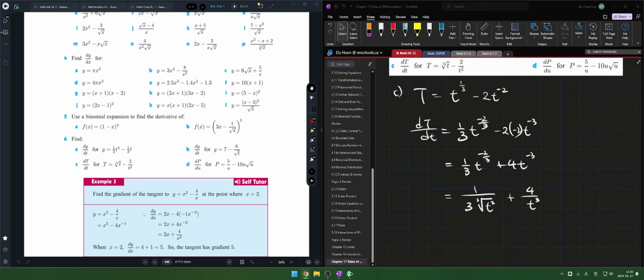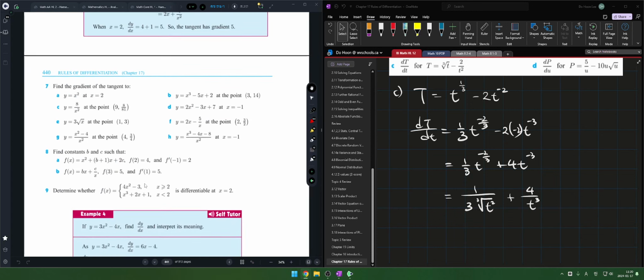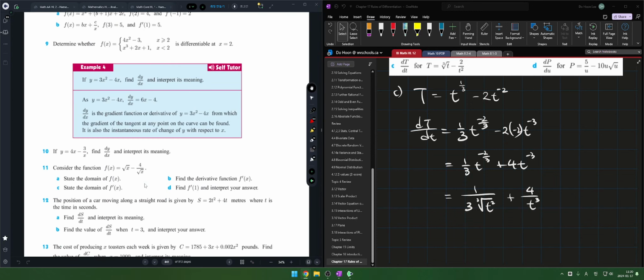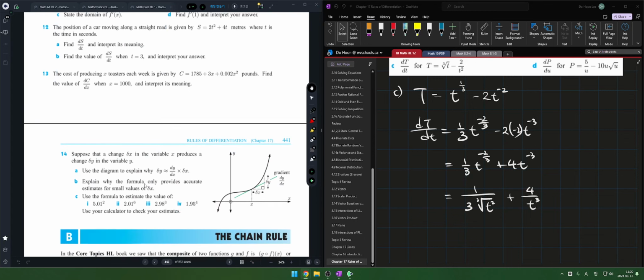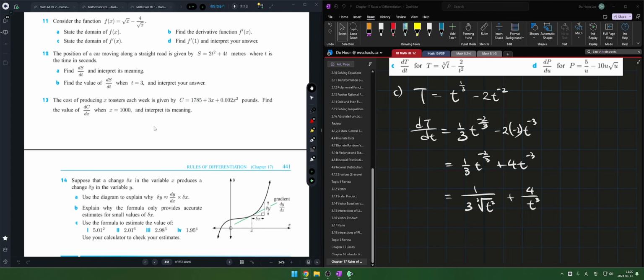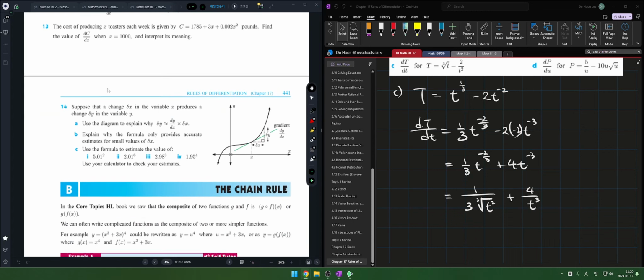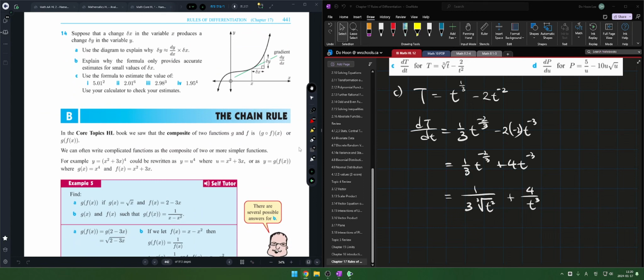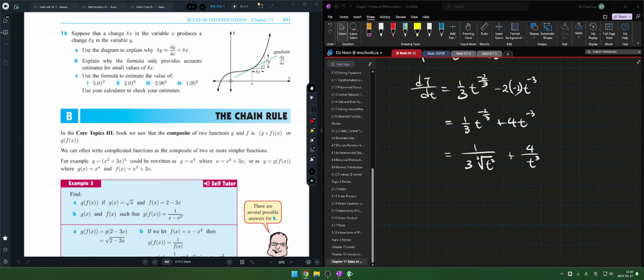Anyhow, let's resume. Any questions about part D? Otherwise, let's move on. I don't think we have to do it. Okay, let's move on. Part B. Yay, chain rule.